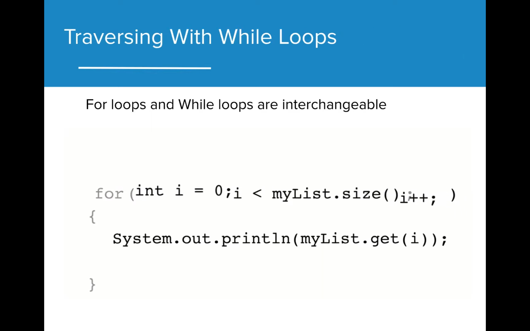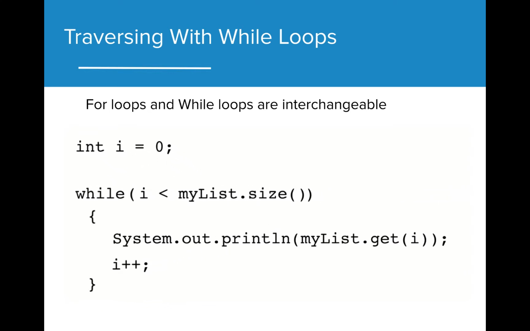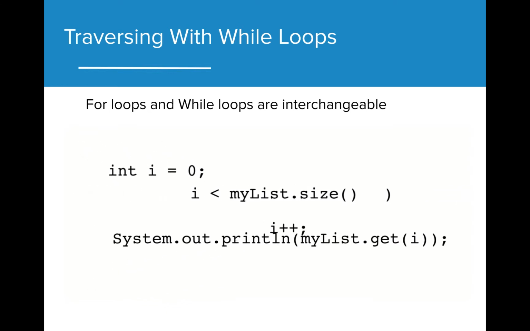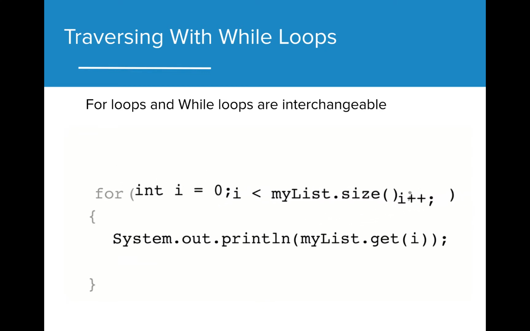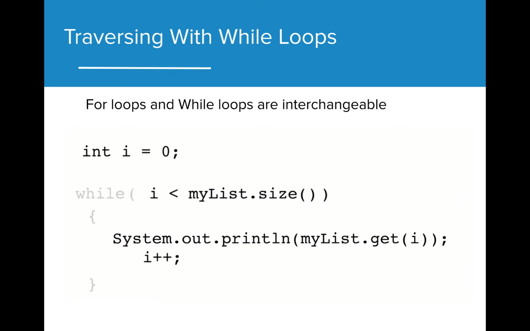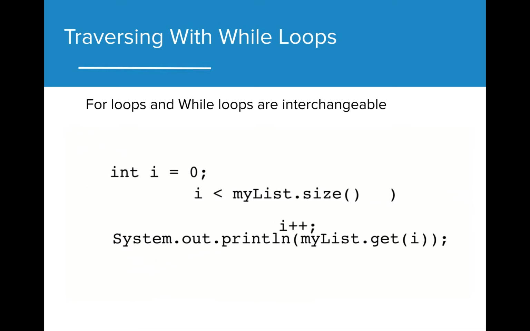As with other for and while loops, we can see that they're interchangeable and we can traverse with either a for or a while loop. Both loops initialize a value, check against a Boolean expression, and increment a loop variable. The code is nearly identical, just placed in different places within your program.